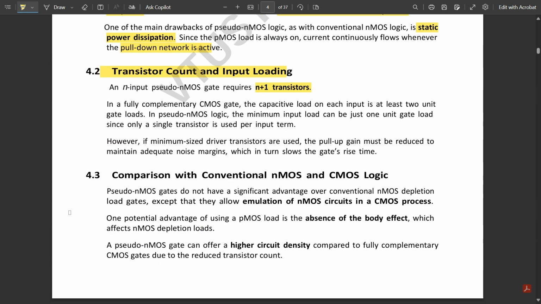In a fully complementary CMOS gate, the capacitive load on each input is at least 2 unit gate loads. But in pseudo NMOS logic, the minimum input load can be just 1 unit gate load, since we have only a single transistor used per input term. However, if minimum sized driver transistors are used, the pull-up gain must be reduced to maintain adequate noise margins, which in turn slows the gate's rise time.